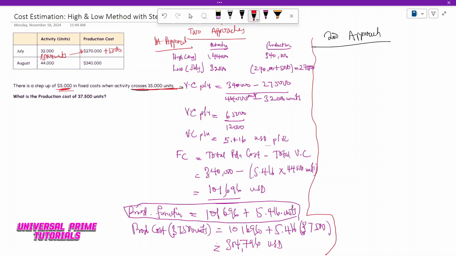What if the unit did not increase beyond 35,000? Then the cost associated from 35,001 to 44,000, there is a cost of 5,000 in the 340,000. And so we need to take that cost out, which is the 5,000.